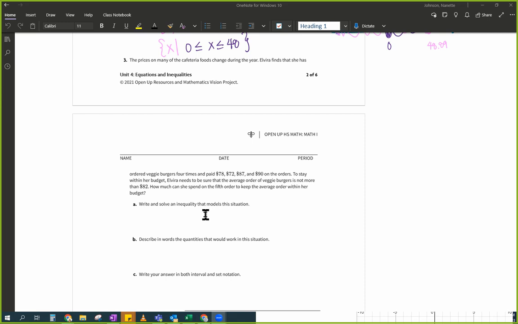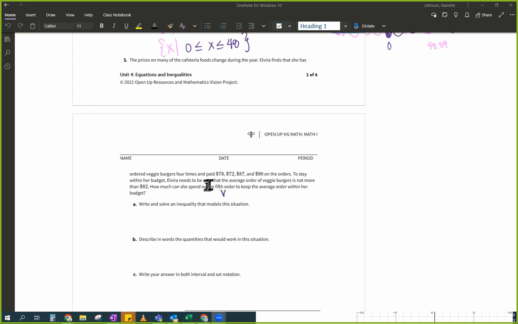Everyone says no. So in math, when we don't know, what do we use? Yeah, we just use a variable. For this one, I'm going to use a V for veggie burger. So I'm going to pretend that the amount of money I'm going to spend on the fifth order is V dollars. Is that okay?